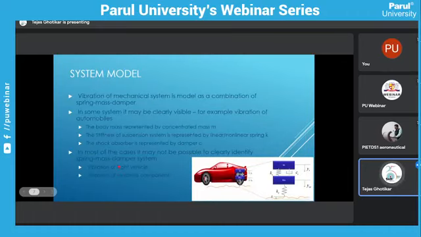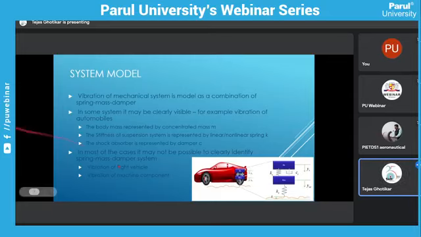Okay, so now whenever we go for any system analysis, what we need is an equation of a system. We call it a mathematical model of a system.